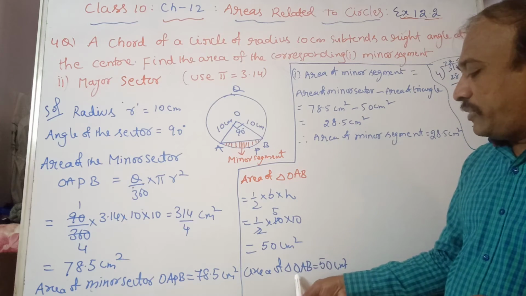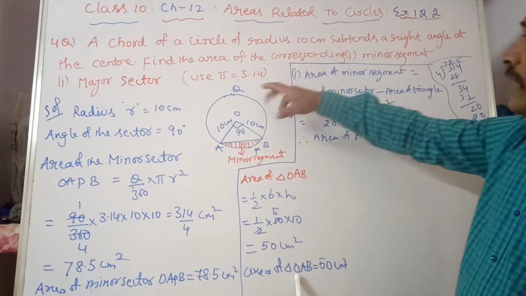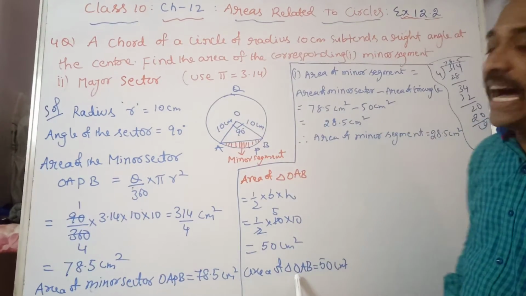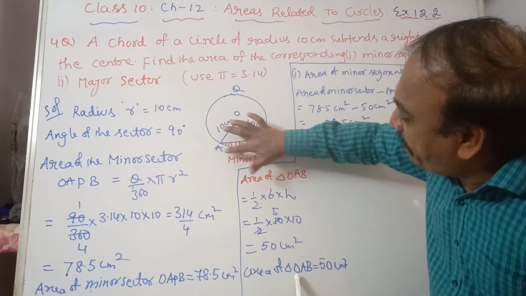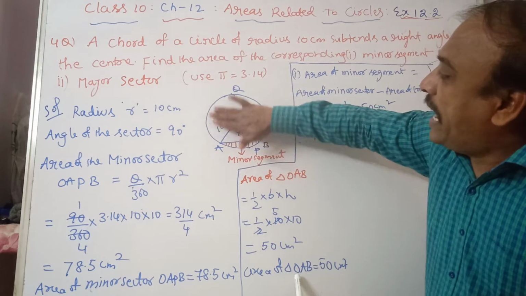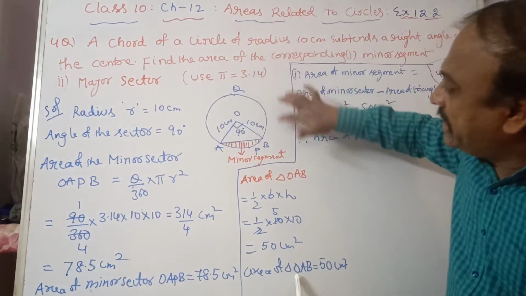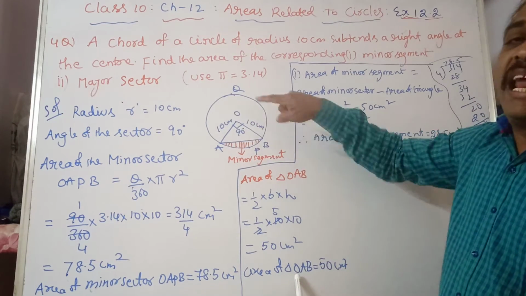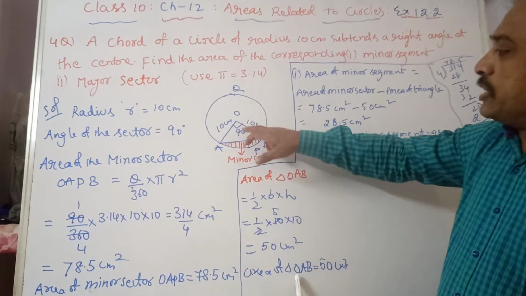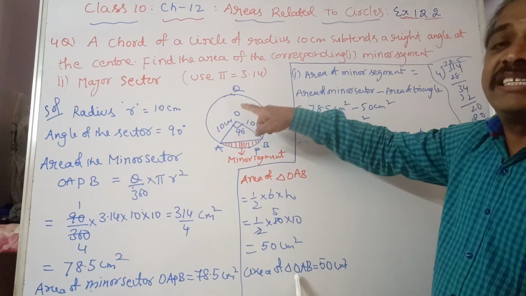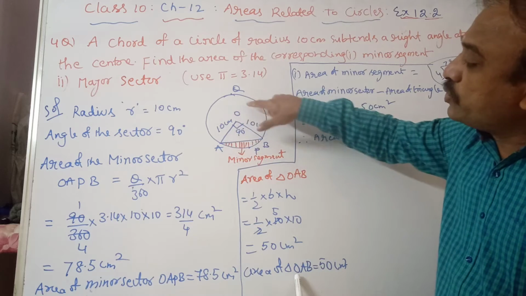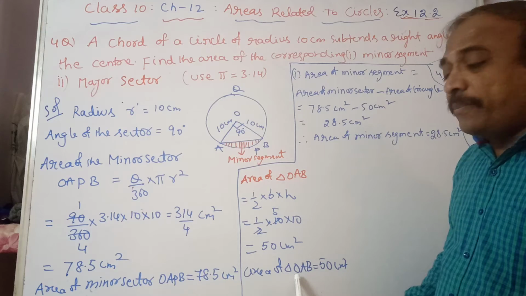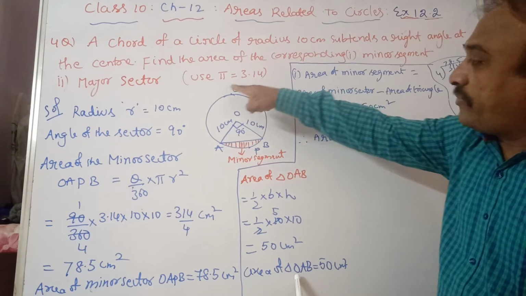Now the second question, you see. What is the second question? This is the first one. Second one, major sector. Sector portion OAPB is the minor sector and the leftover OAQB is the major sector. You can do this in two ways. As we know, total angle in a circle is 360 degrees. So the leftover angle, 360 minus 90, will give you 270 degrees. By using that angle you can find out, or by using area of the circle.